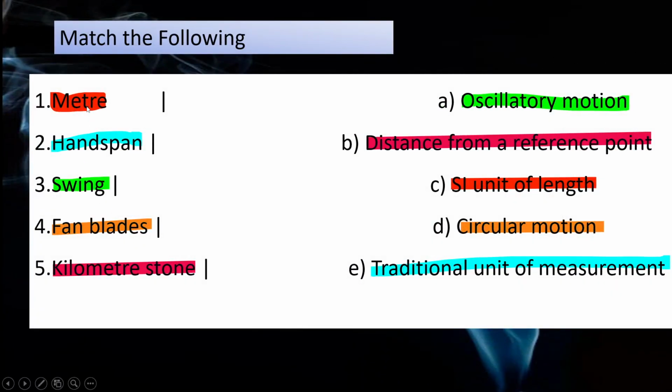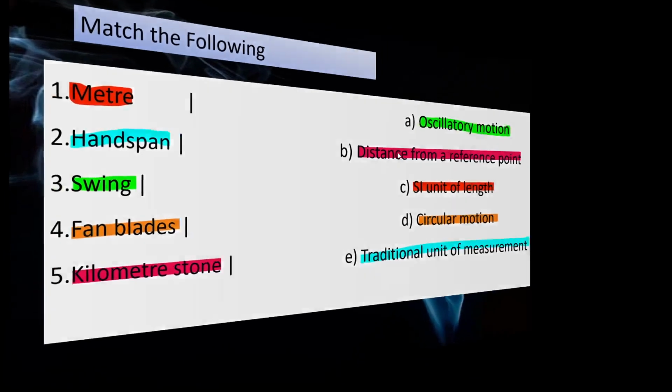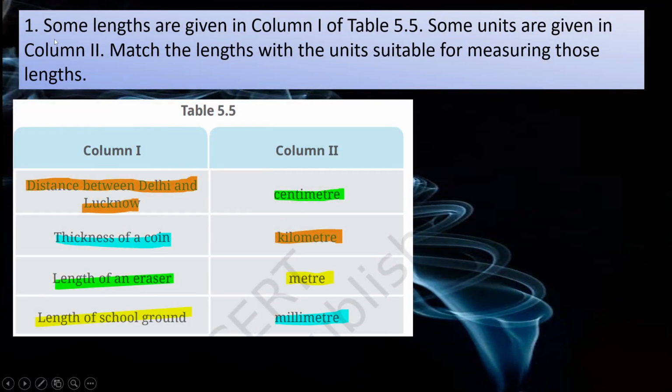Match the following. Meter, SI unit of length. Second one, handspan, traditional unit of measurement. Third one, swing, oscillatory motion. Fan blades, circular motion. Kilometer stone, distance from a reference point. These are the questions from the textbook.